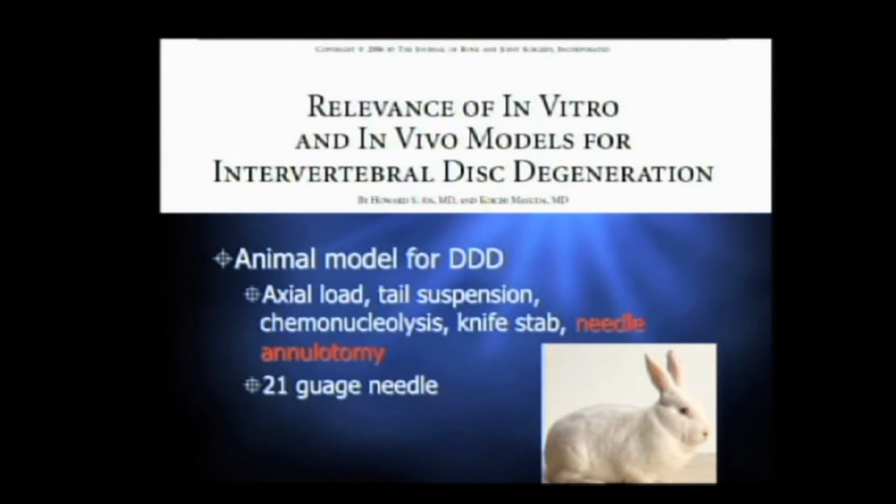You've heard Dr. Kang allude to the needle puncture and the effect of a needle puncture on the disc. Howard Ahn, Koichi Masuda, as well as Dr. Kang have studied intervertebral disc degeneration. And in an animal model, there are different ways of inducing and studying degenerative disc disease. One of those models is a needle annulotomy, meaning we stick a needle into the disc, take it out, wait a couple weeks, and boom, we've got degenerative disc disease, which now you can study in a lab setting.